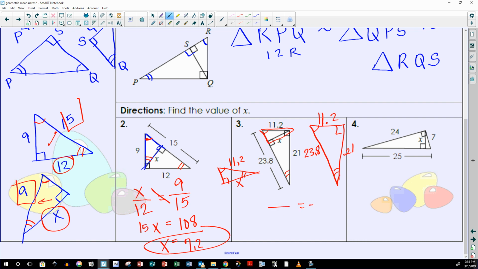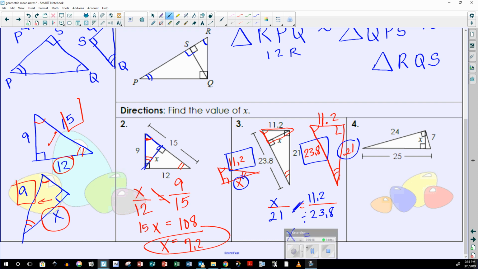Set up your proportion. If I'm looking for X, X is between the 90 and the 2, so it's going to pair with 21 because it's between the 90 and the 2. Then I'm going to use the hypotenuse, so I have to pair it with the hypotenuse of the other side. Cross multiply these two, divide by that one, and we get 9.9.